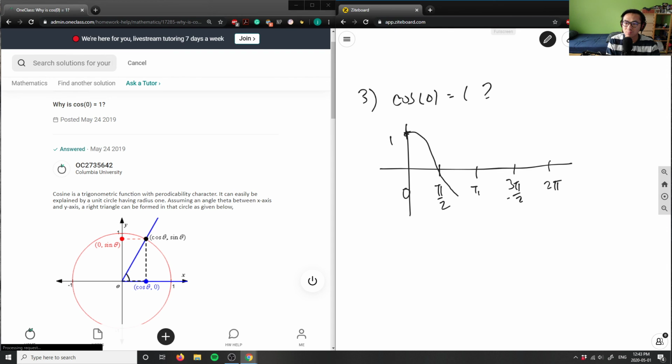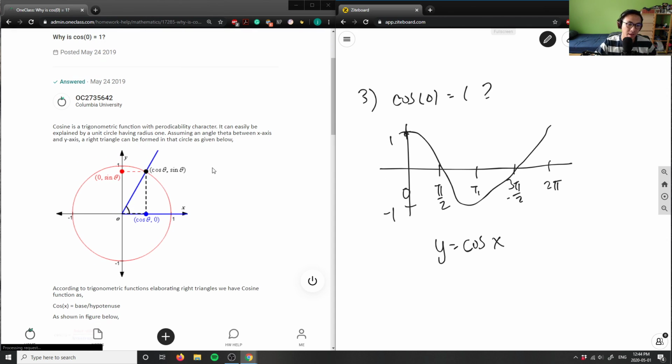There we go. This is my very poorly drawn cosine graph. And it says, why does cosine 0 equal 1? Well, the graph says so, right? Cosine of 0 equals 1. This is a graph of y equals cos x. Or you can prove it using the unit circle as provided on the left here.